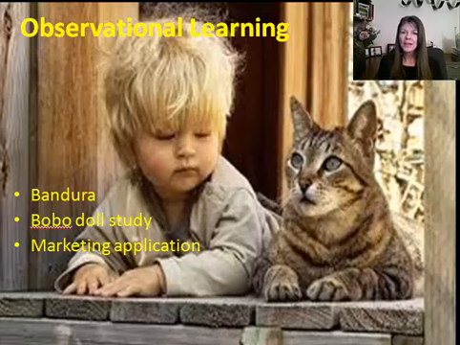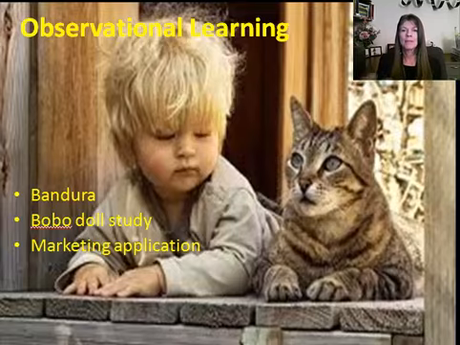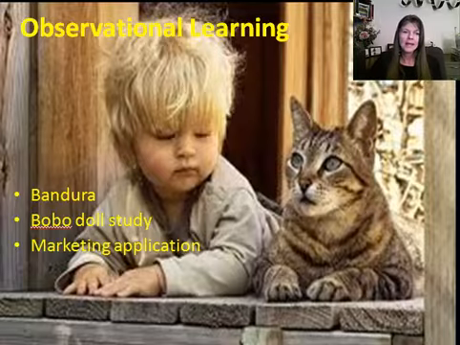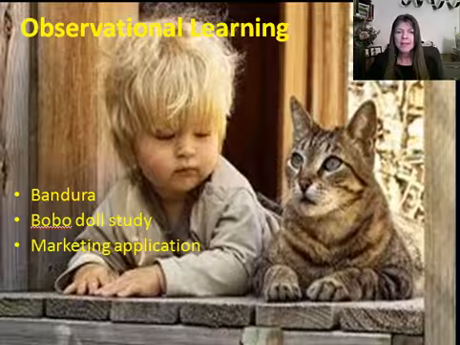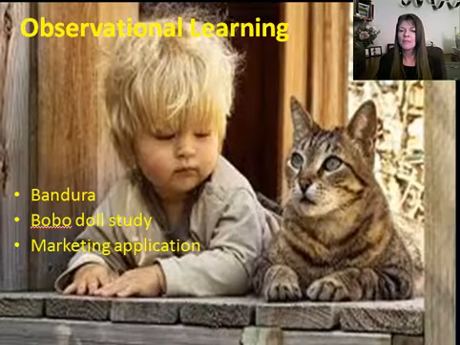All right, so in our last segments, we've looked at classical conditioning and operant conditioning and many marketing phenomena that are related to those, right? Now we're going to start with observational learning. We're also going to be looking at some other marketing phenomena. So observational learning, also known as vicarious learning, is yet another form of learning.